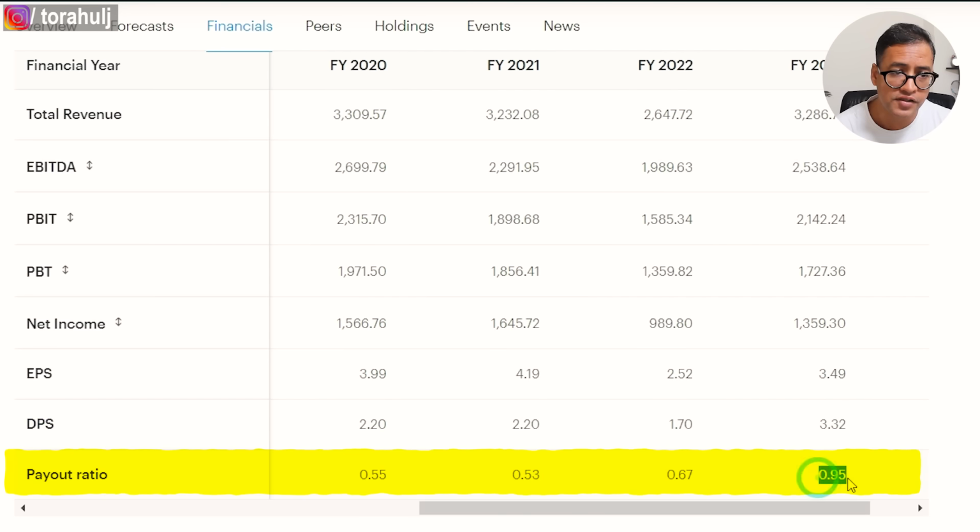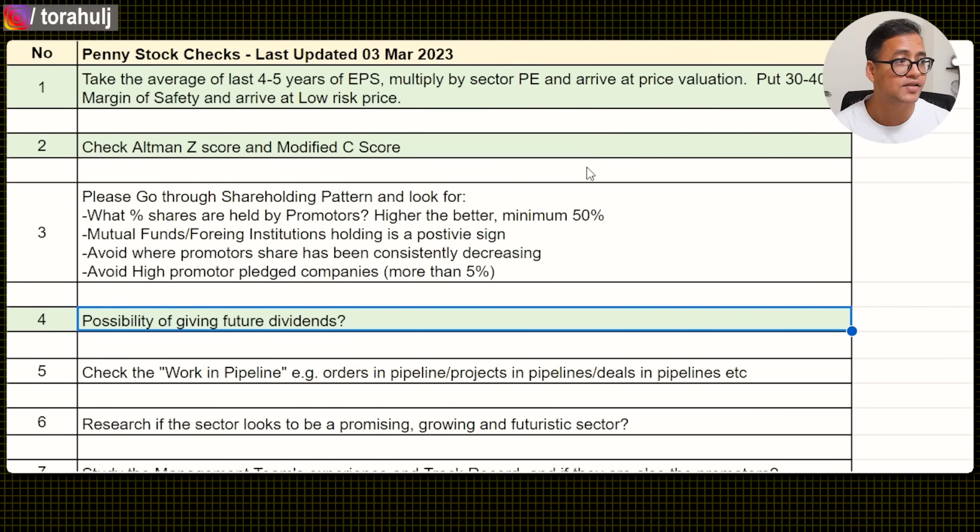Last year they gave 95% of the earnings as dividends, and prior to that 67%. Again, this is a PSU, I know that. In cases of PSUs, there are chances that the company gives you dividends. So from that perspective, it looks healthy to me. Like this, you need to perform individual checks that you can find out.